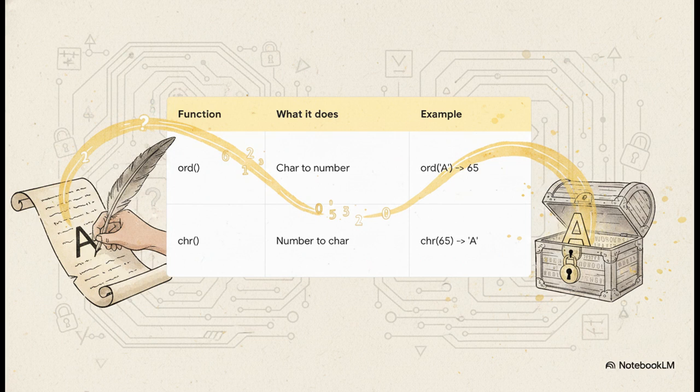Notice these two absolutely vital functions. First, we have the ord function. This takes a character, let's say the capital letter A, and instantly converts it into its corresponding Unicode number, which happens to be 65. Then we have the chr function, which perfectly reverses it, taking that 65 and converting it right back into the letter A. This translation phase is literally the bedrock of digital cryptography.